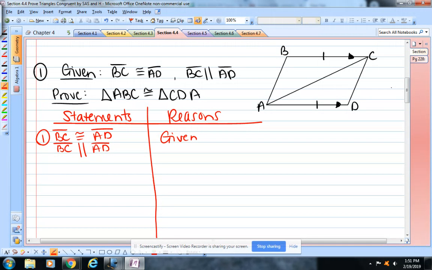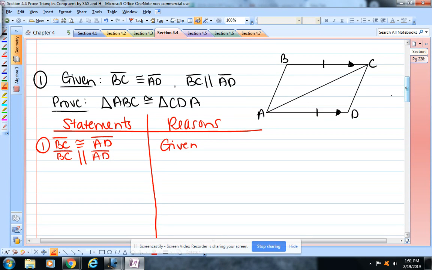Parallel to AD. Now, is that marked on the picture? How do we mark that lines are parallel? Arrows. So do we have an arrow for BC and AD? Yeah. So if they don't mark congruent and parallel and stuff like that on your picture, then you need to mark it. So both of those are given. Again, you can do those as one step or two separate steps.